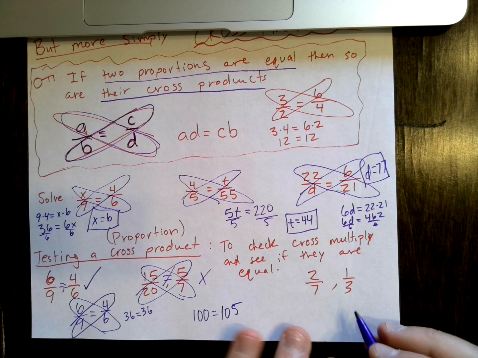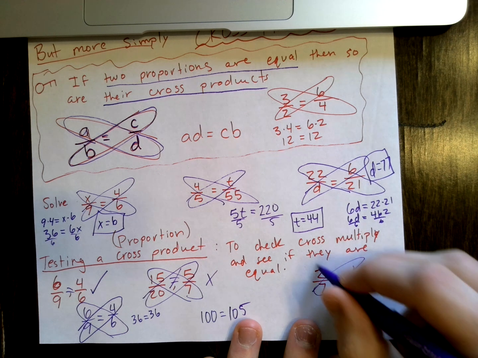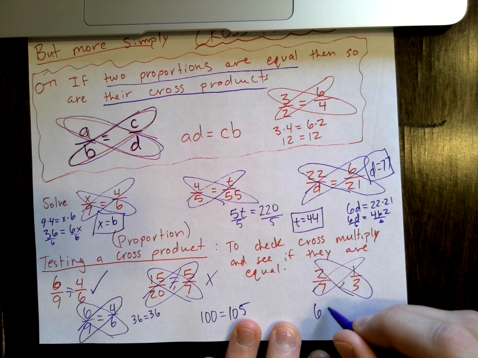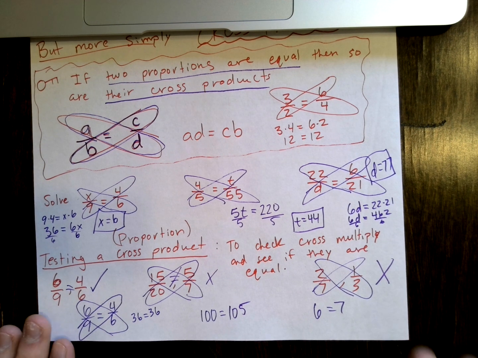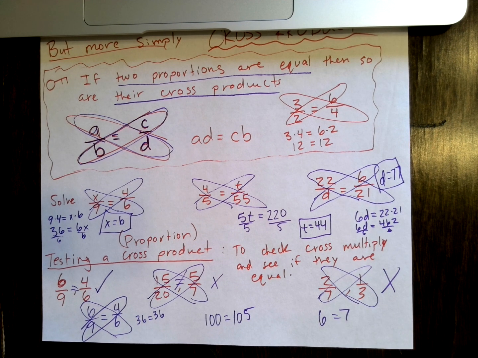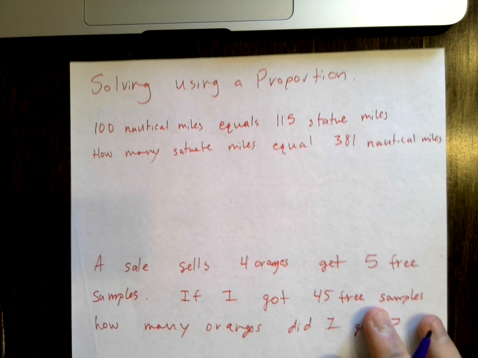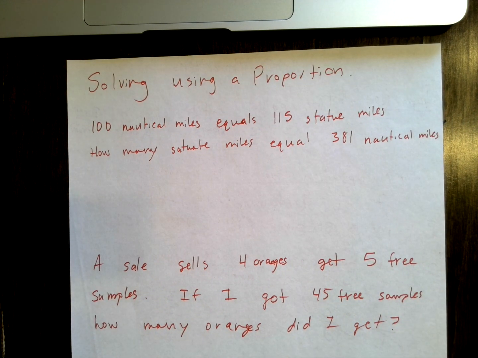One more here. Cross multiply. 2 times 3, we're going to get 6. 7 times 1, we're going to get 7. Those are not equal to each other. So basically, you can test if two fractions are equal to each other just simply by cross multiplying them. Super quick, super easy. Cross multiplying is the key today. A couple more examples, and then we're going to keep it nice and short.